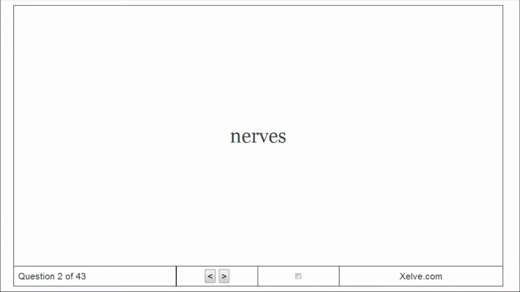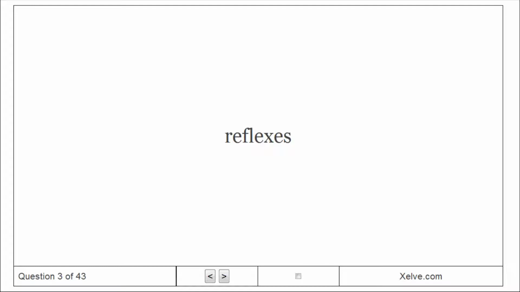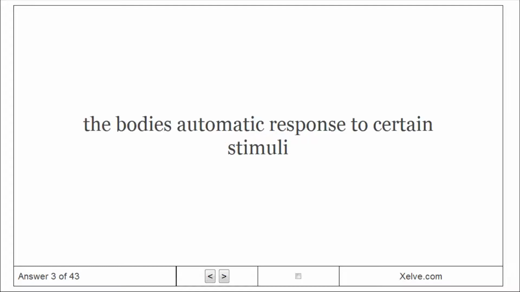Nerves. The axons of multiple nerve cells are bundled together. They are fibrous channels that organize information flow along specific routes through the nervous system. Reflexes. The body's automatic response to certain stimuli.